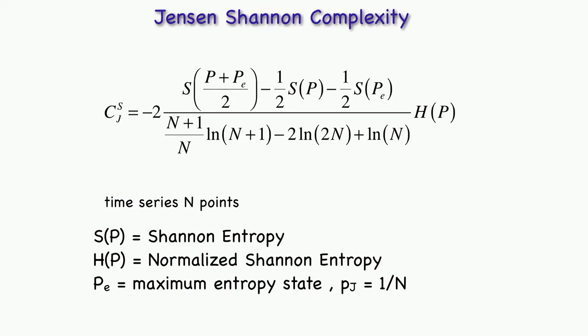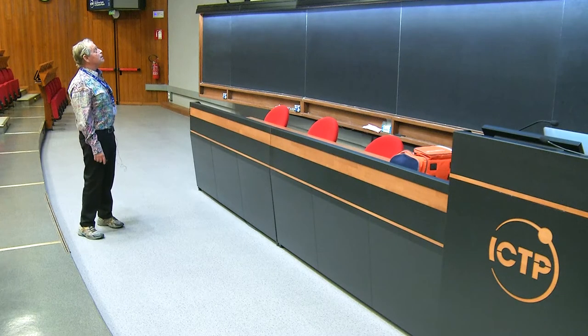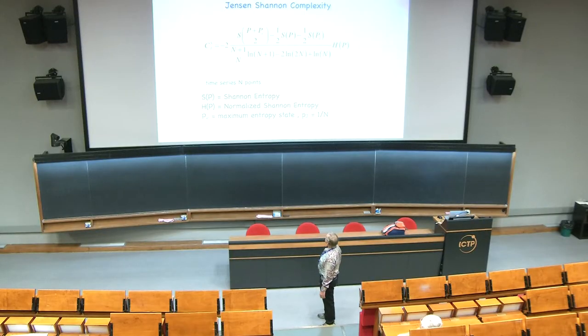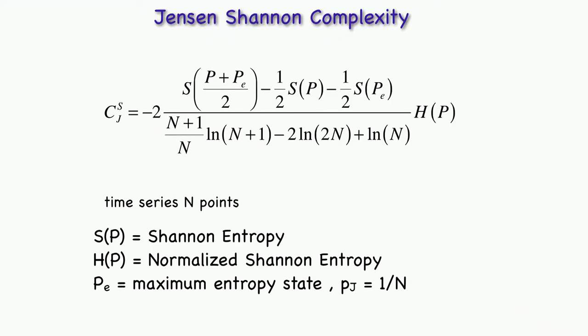There's another thing called the Jensen-Shannon complexity, which you may or may not have heard of. I never heard of it until a couple of years ago when one of my colleagues discovered it. The complexity is this complicated function of the entropy, S of P, which we just talked about. P_E is a maximum entropy state. It turns out that maximum entropy states are a no-brainer to calculate. If you have 1,000 numbers, then if every single data value is 1 over 1,000, then that's maximum entropy, total disorder.